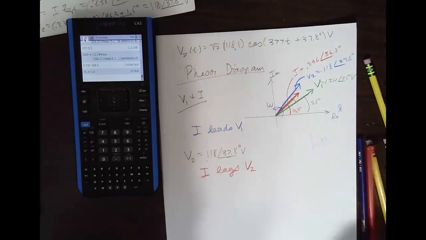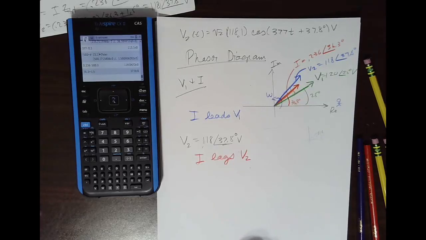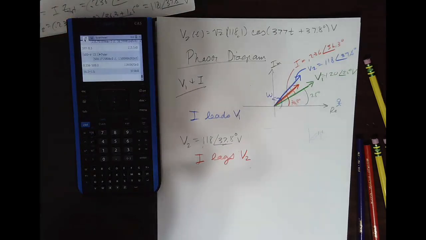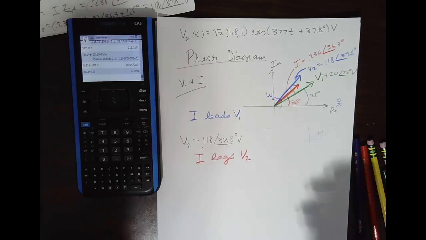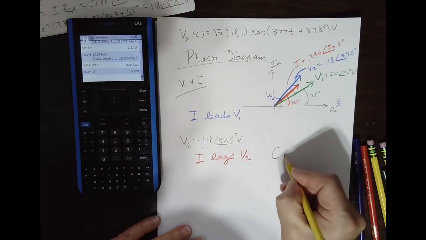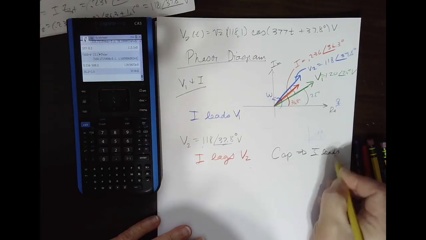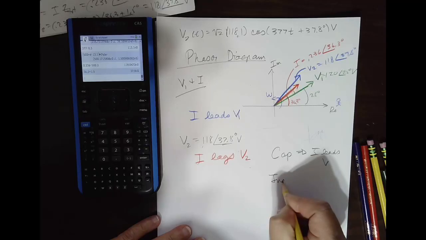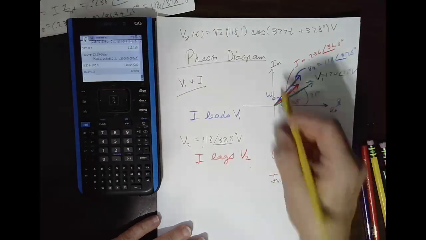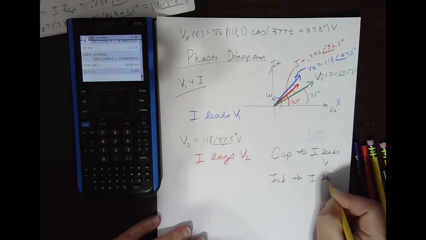Just a little bit of old-fashioned notation, but that's the way we talk about leading and lagging in AC circuits. The current leads or lags the voltage. In general, for capacitive circuits, we would have I leads V. And for inductive type circuits, with more inductors than capacitors, we would have I lags V.